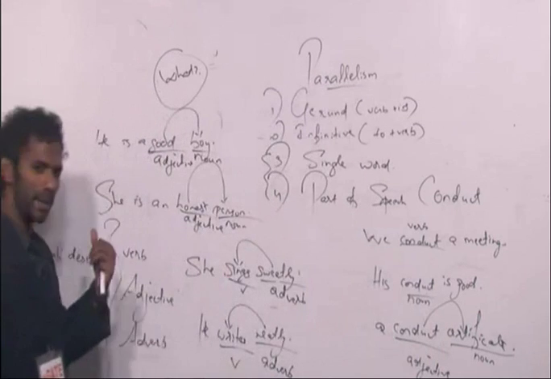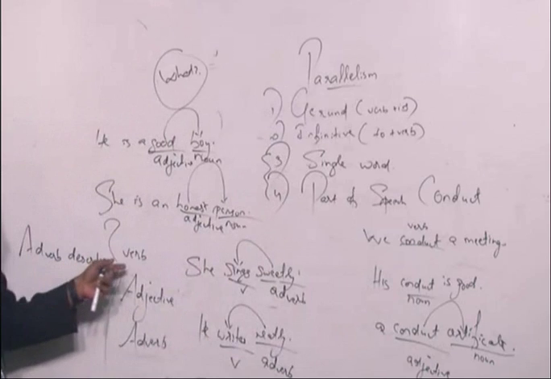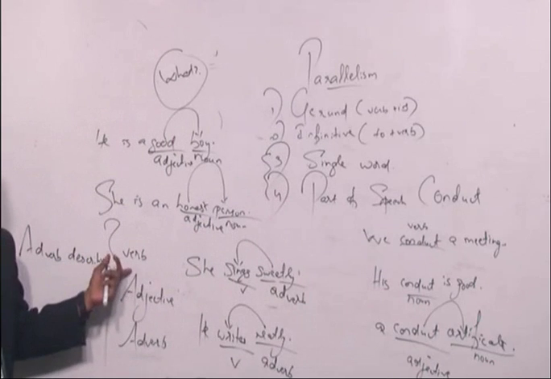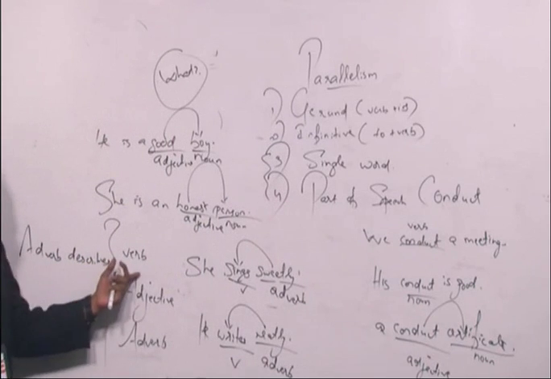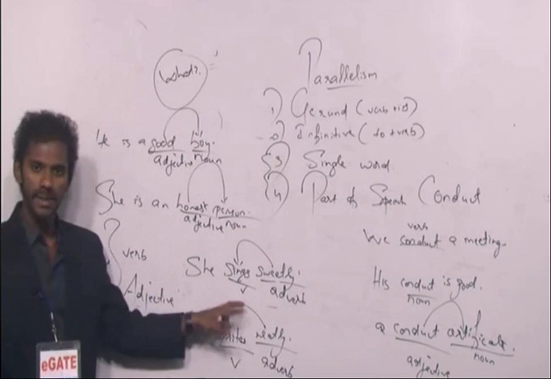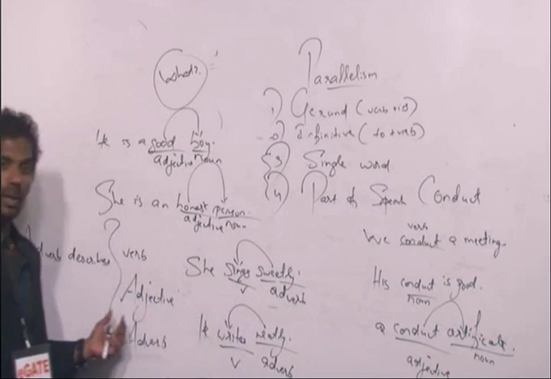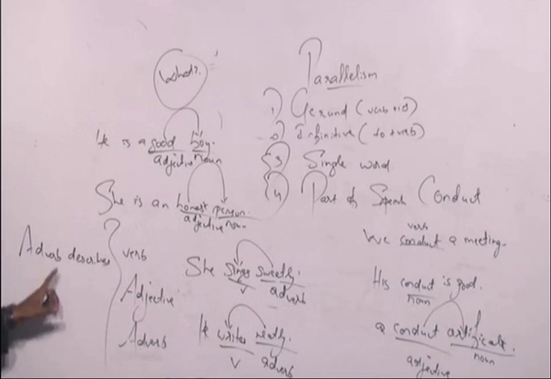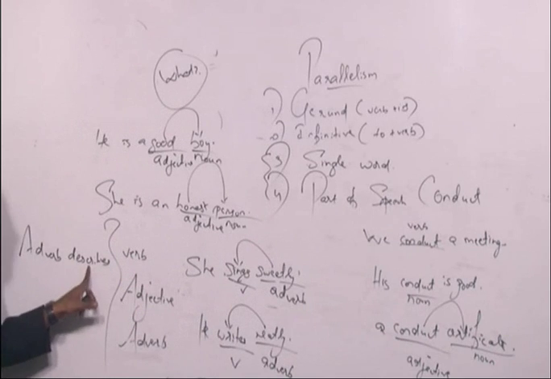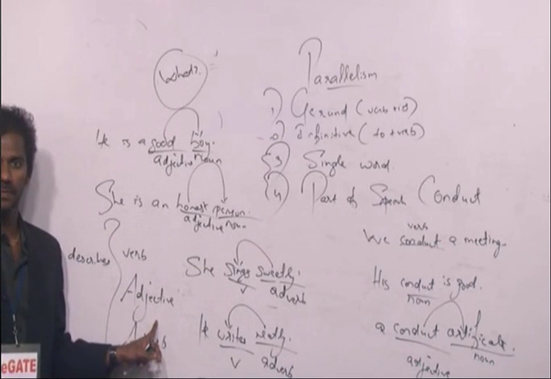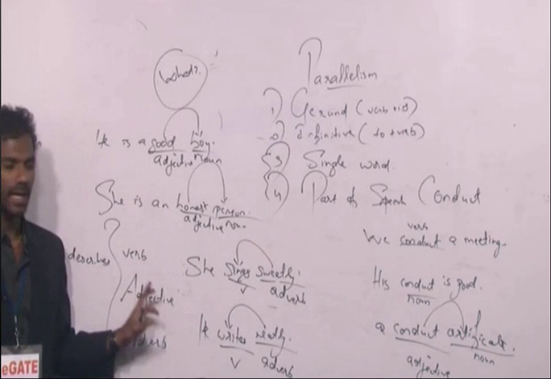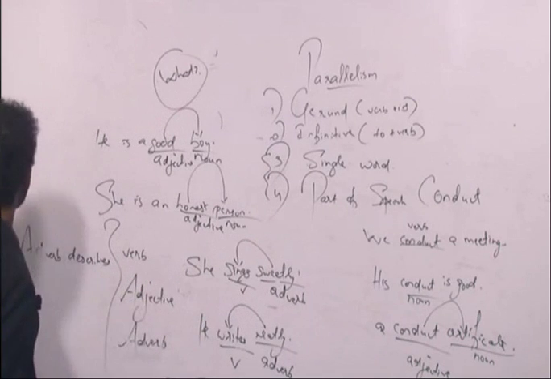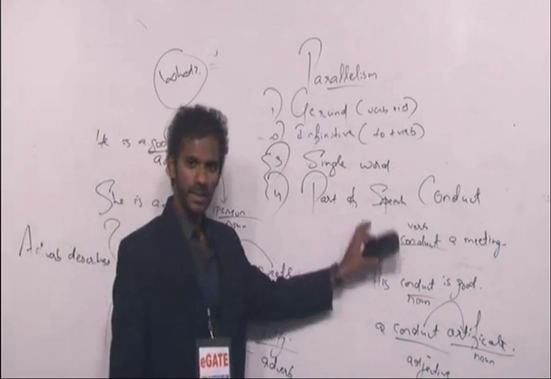Come back to this one. I told you about the first definition of an adverb. An adverb is a word that describes a verb. I'll give you two examples as well. Clear? Fine. Now come to the second definition. An adverb is a word that describes an adjective. Clear? Fine.